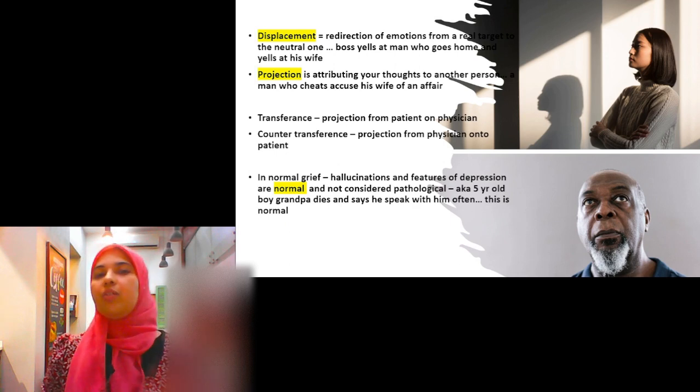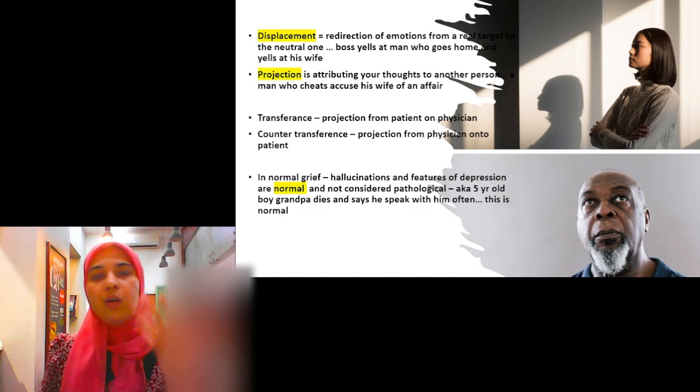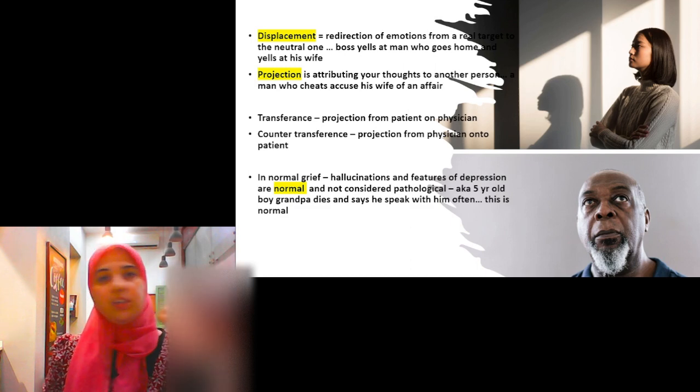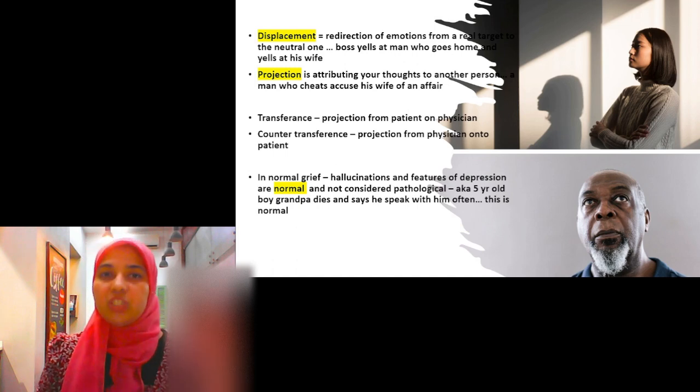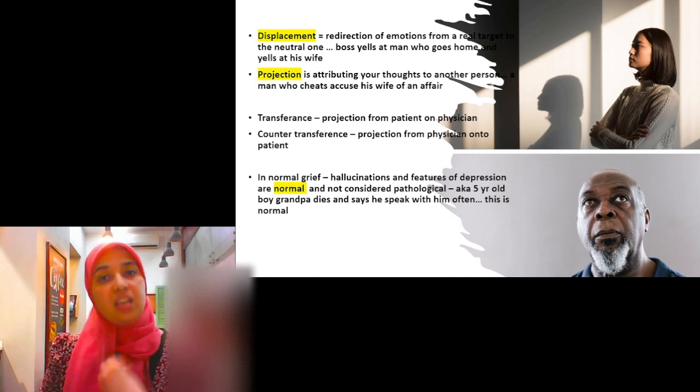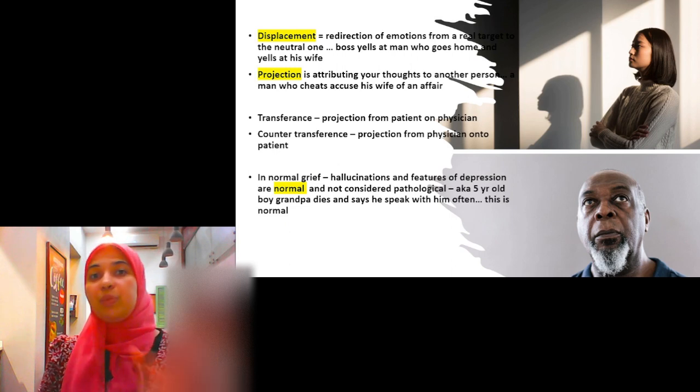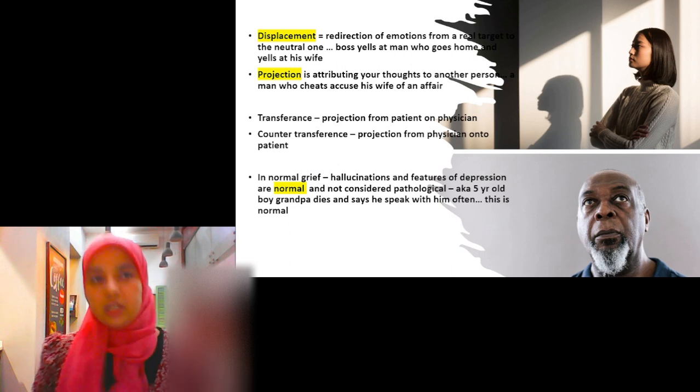Projection is attributing your thoughts to another person, right? Or something that you've done wrong, or something that you are ashamed of, or your ego just doesn't want to deal with it, and you're going to project it to someone else, right? A man cheats on his wife, suddenly goes and accuses her of having an affair. That's projection. It's something that he has and he projects it onto other people and says, oh, you're the one who did that. That's projection.